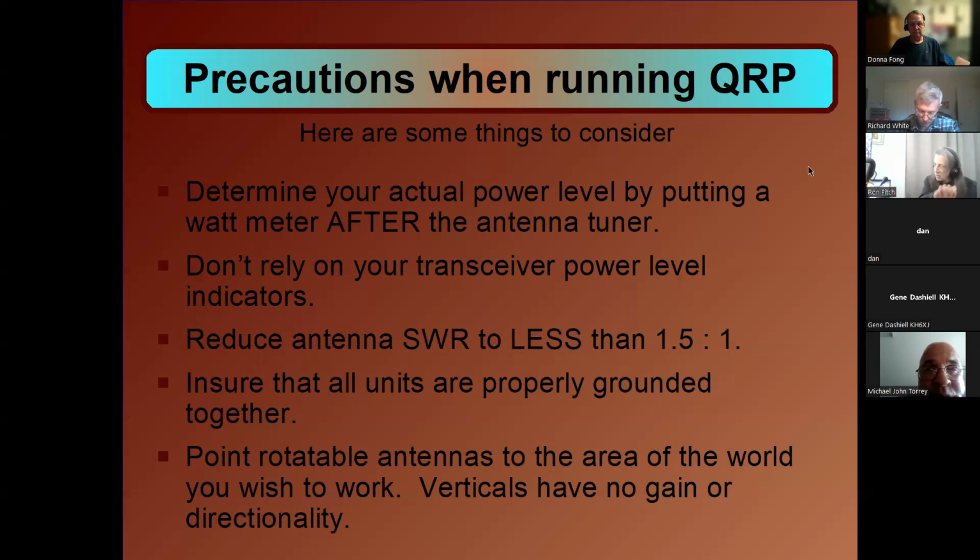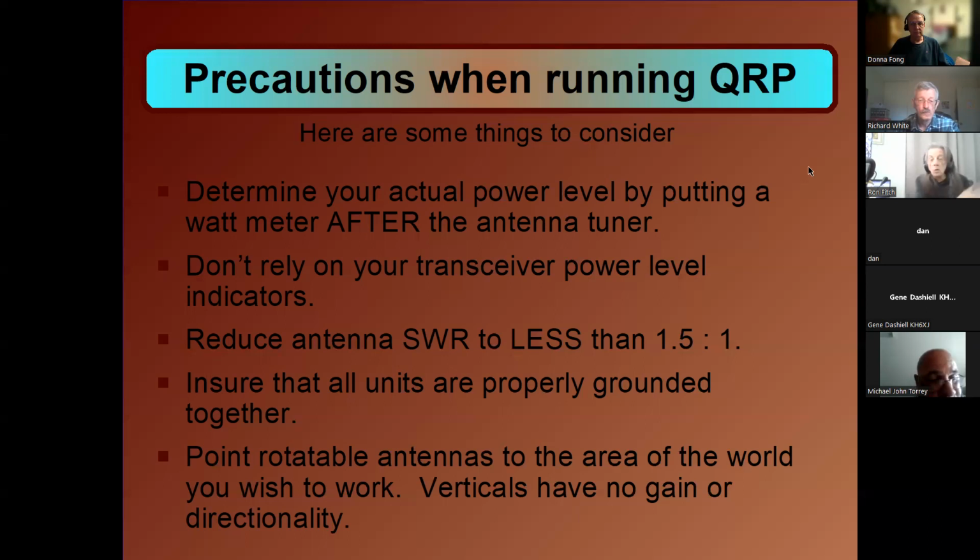Keep your SWR down below 1.5. As that SWR goes up, you start losing power. You're already down to 5 watts. So you can't really afford to lose much more than that. Make sure that everything is properly grounded. You need to do whatever you need to do to achieve maximum power transfer to that antenna because you're already at a disadvantage.